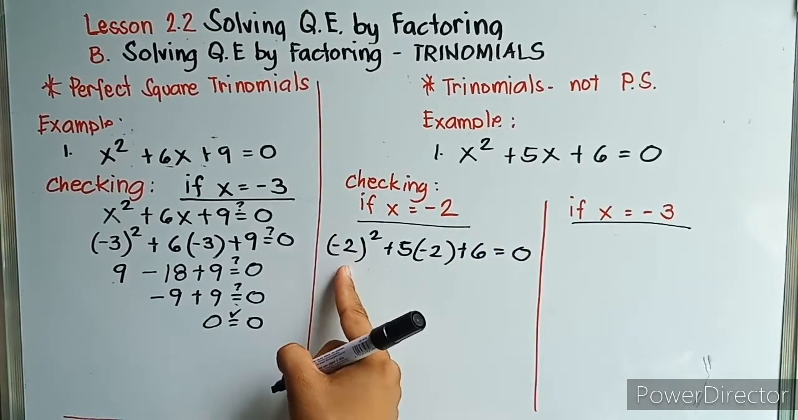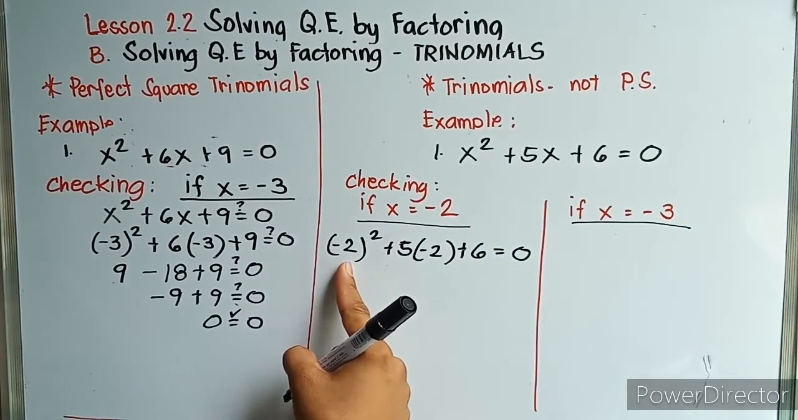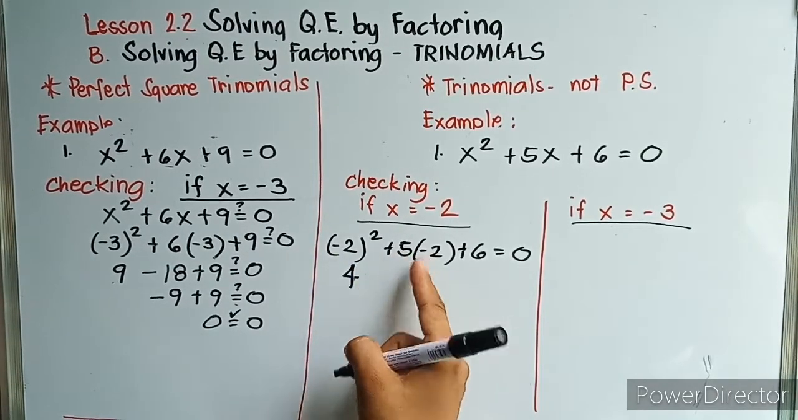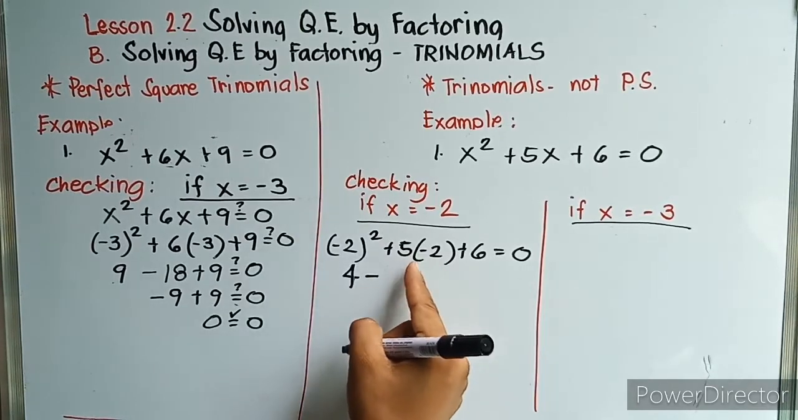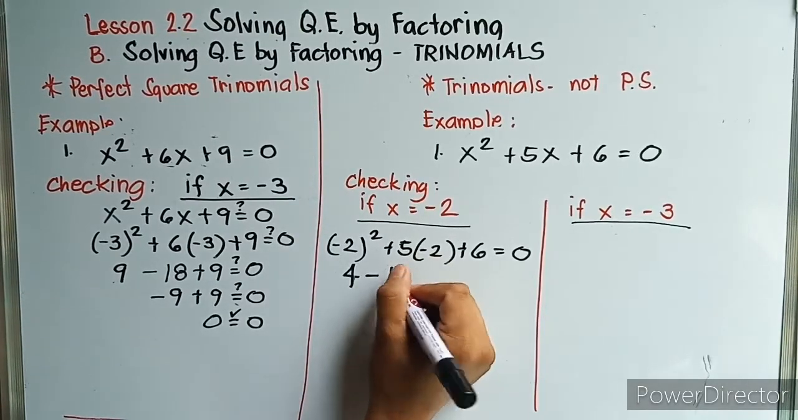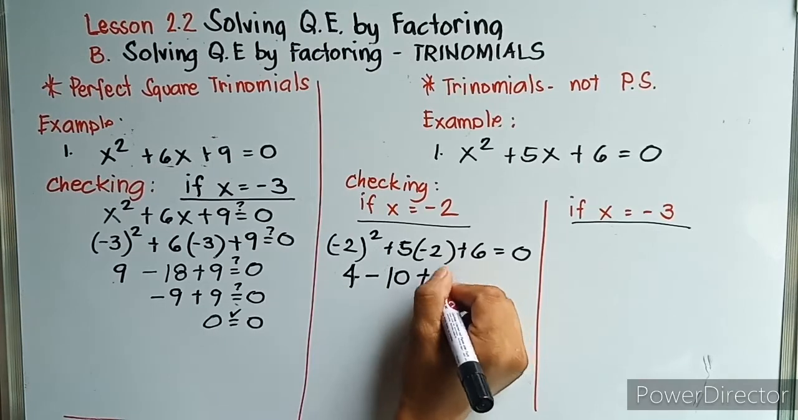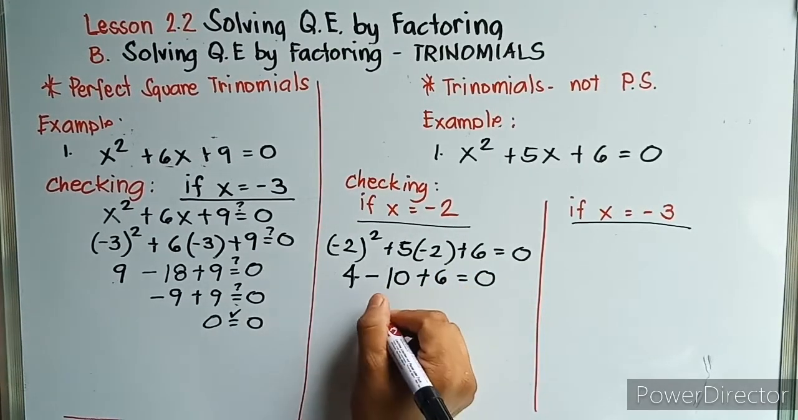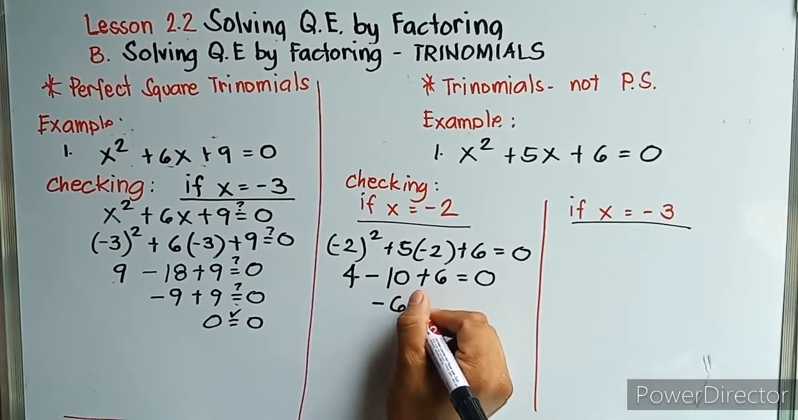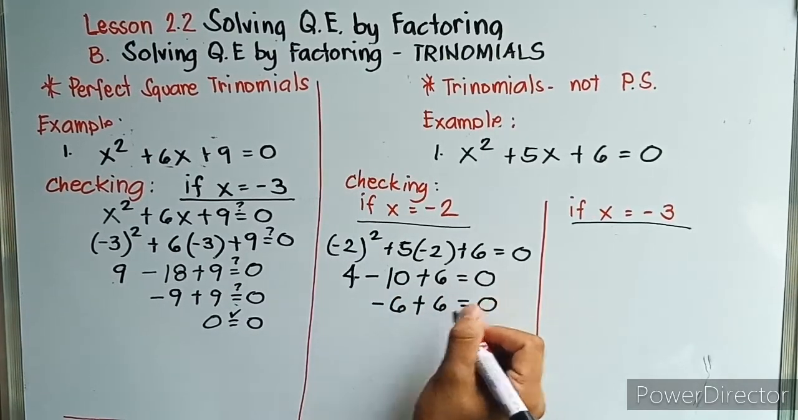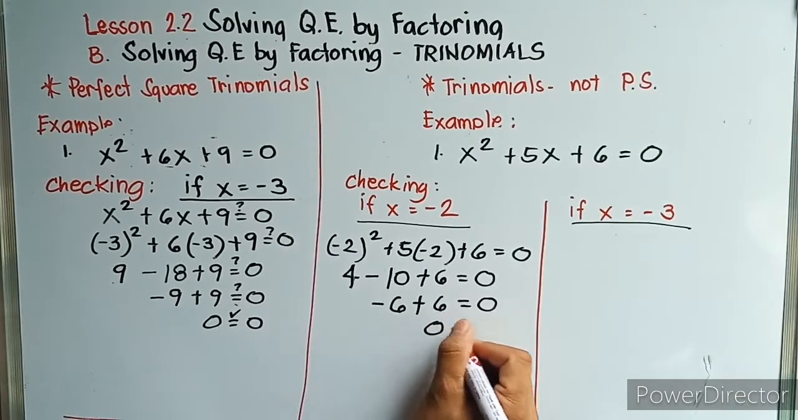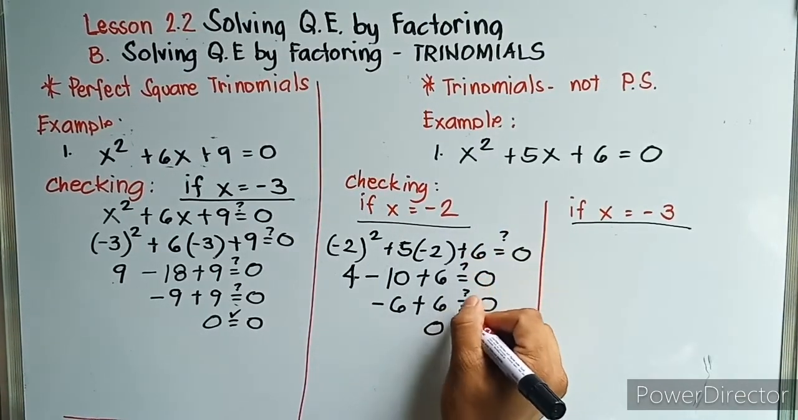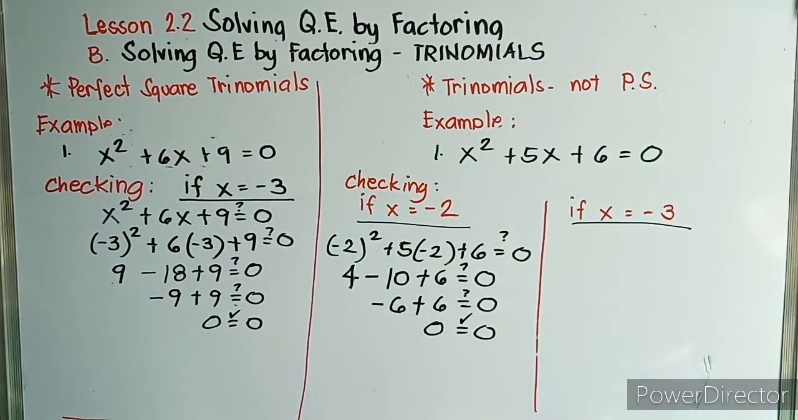Negative 2 times negative 2: negative times negative is positive, 2 times 2 is 4. Then positive times negative is negative, 5 times 2 is 10. Then plus 6 equals 0. 4 minus 10 is negative 6. Plus 6 equals 0. So negative 6 plus 6 is 0, equals 0. So if x equals negative 2, our solution is correct.